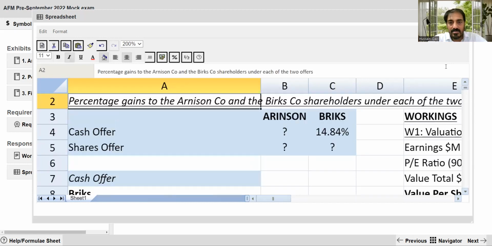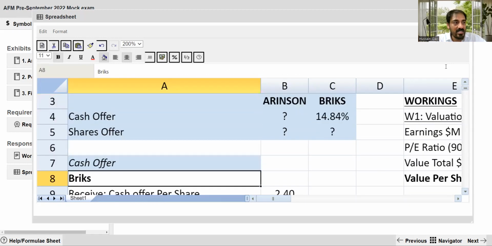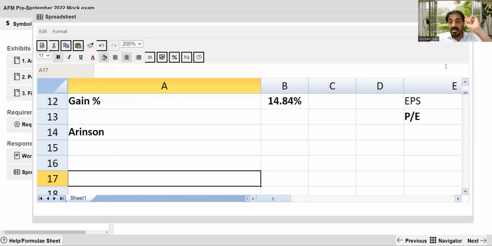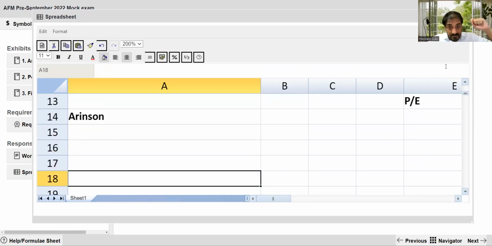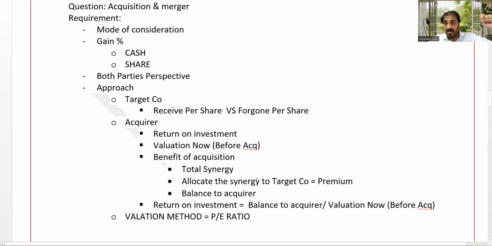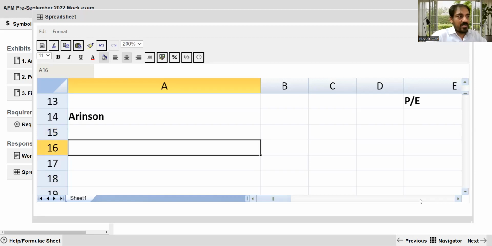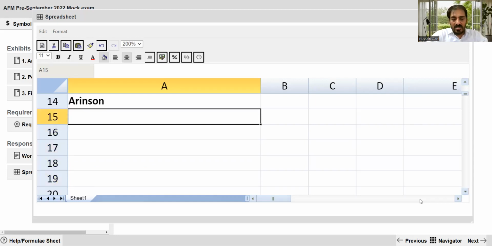But what about the acquirer, Aronson? Stick with your initial planning. Aronson is the acquirer, so we have to develop our working as an investor. If Aronson shareholders invest to acquire the Bricks, it is just a simple calculation. What is the added value? Calculate the added value and then the percentage.